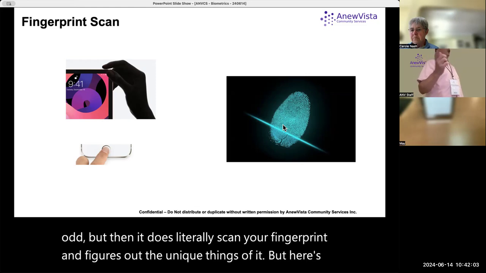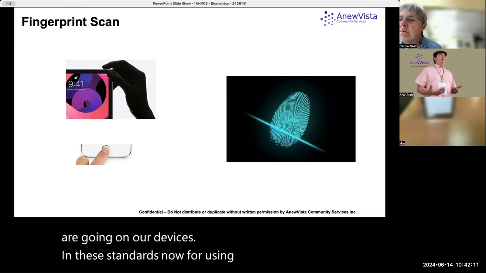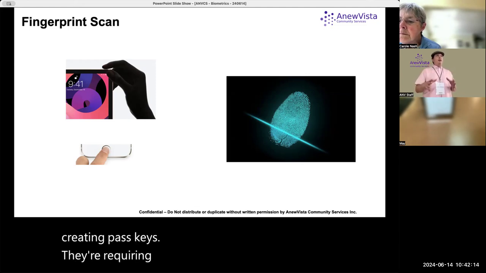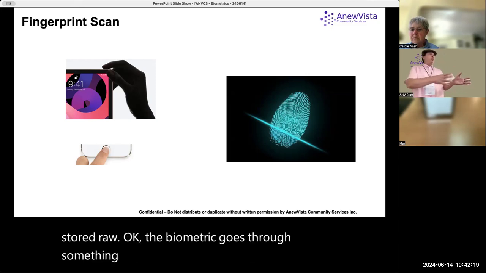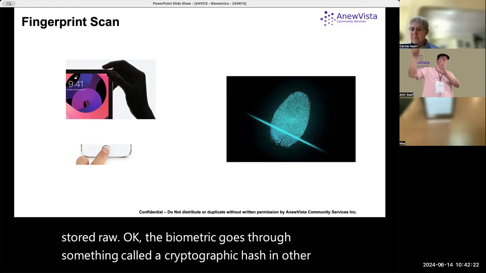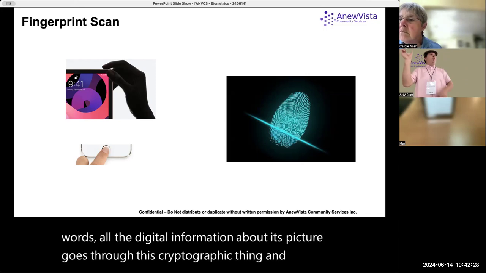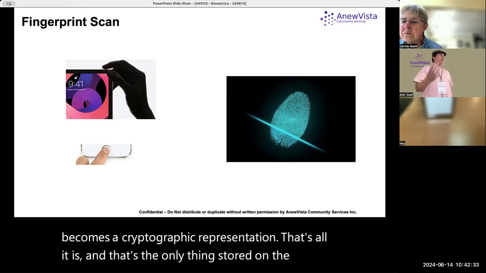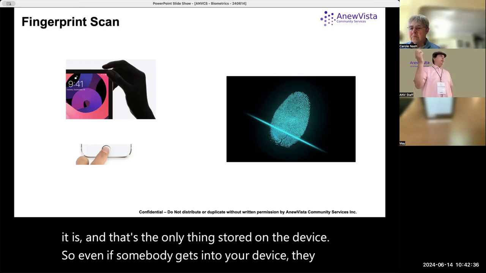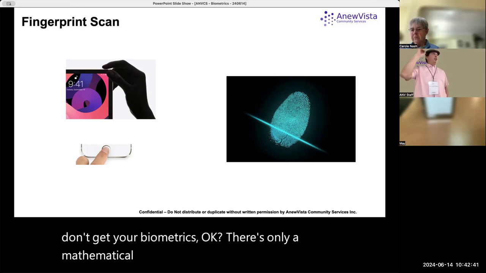But here's what's interesting and why I like the limitations that are going on our devices. In these standards now for using biometrics and creating passkeys, they're requiring that the biometrics are never stored raw. Okay. The biometric goes through something called a cryptographic hash. In other words, all the digital information about its picture goes through this cryptographic thing, and it becomes a cryptographic representation. That's all it is. And that's the only thing stored on the device. So even if somebody gets into your device, they don't get your biometrics. Okay. There's only a mathematical, cryptographically encrypted thing on the device.